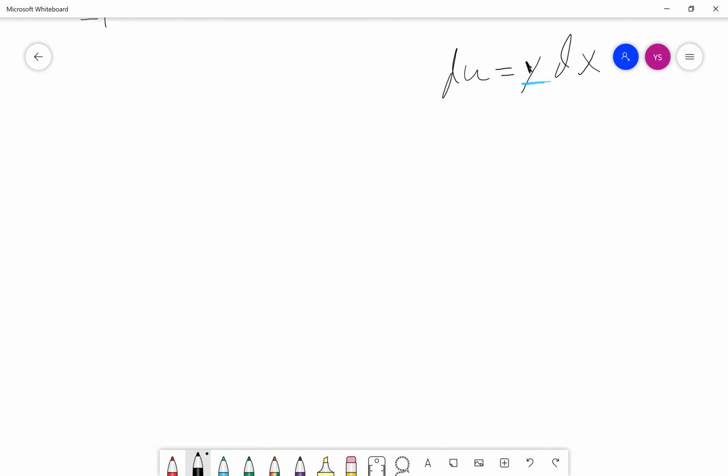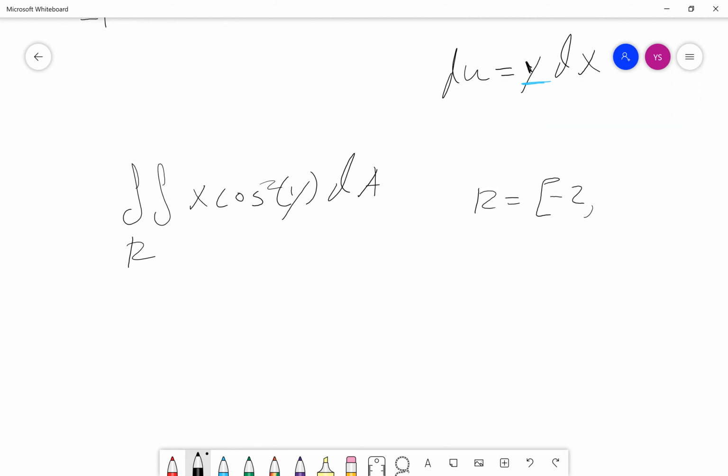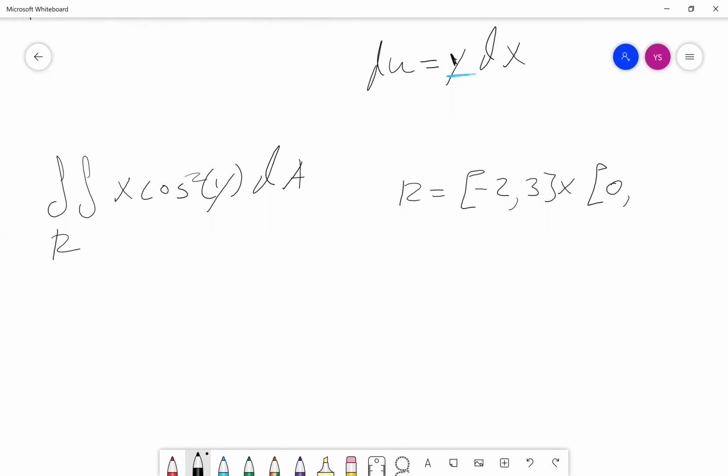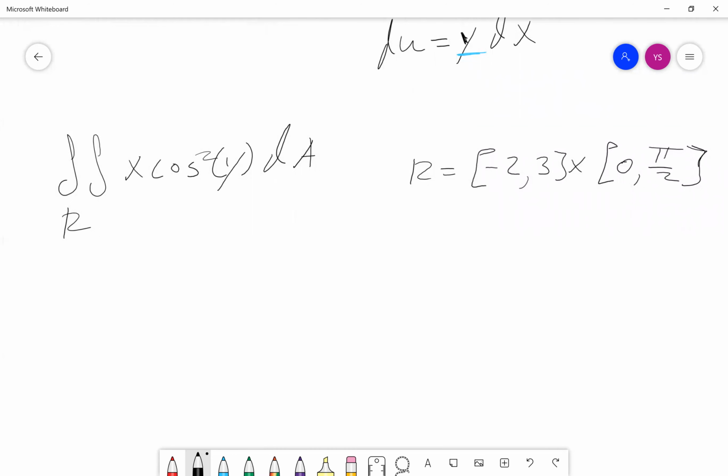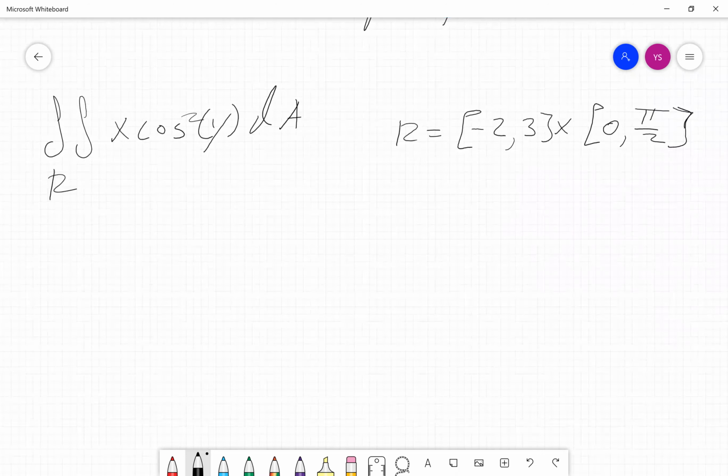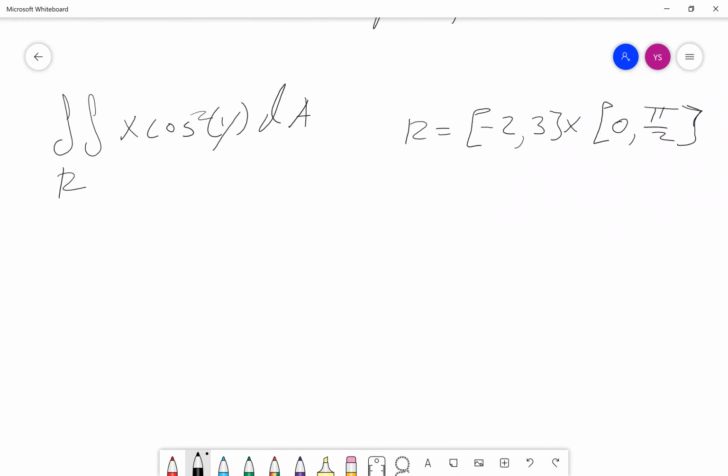Let's try another example. So double integral over R of x cosine squared of y dA. And now here your R is going to be -2 to 3 cross 0 to pi over 2. Okay, so in this case, it actually doesn't really matter which variable comes first. We can say that let's do this with respect to x first.